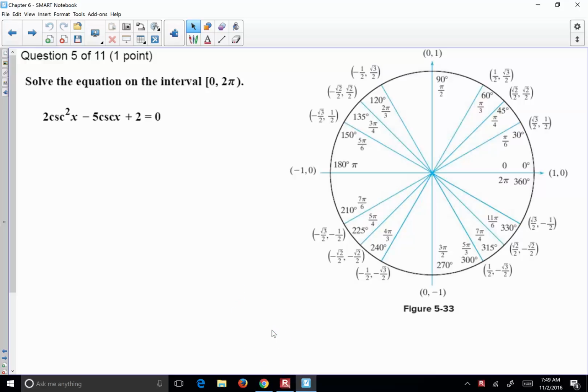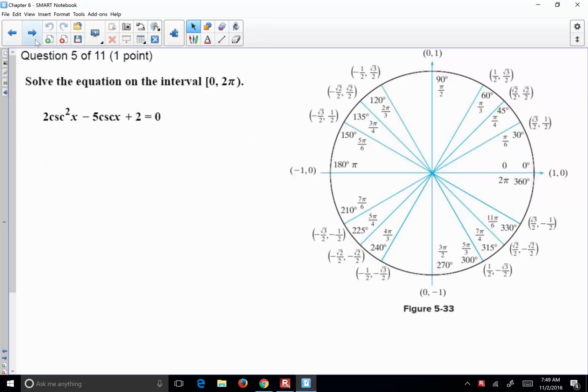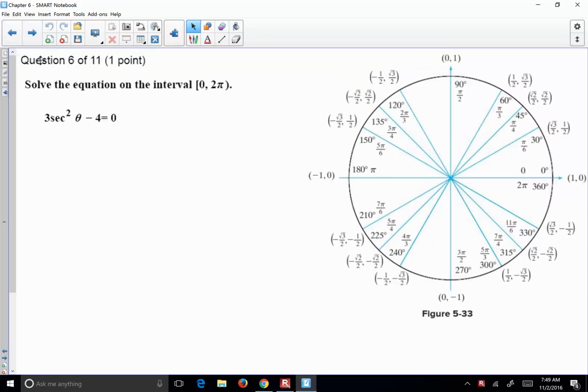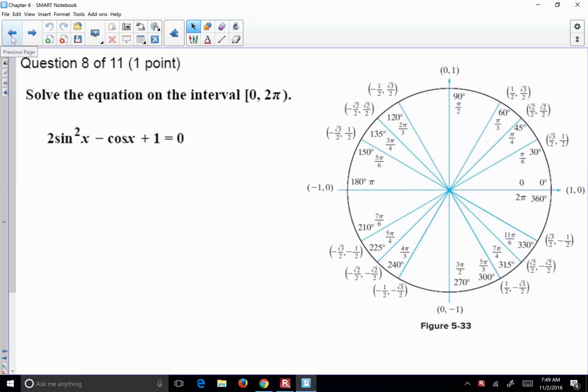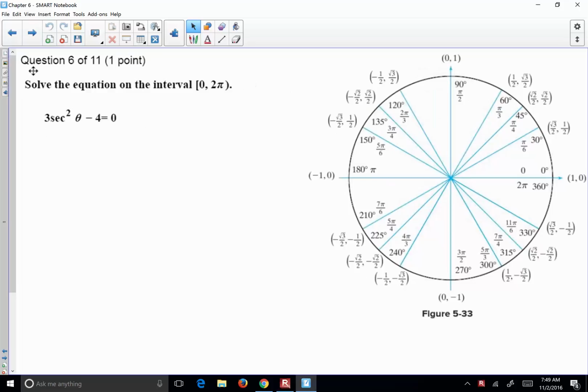Alright, good morning. Today we are hopefully going to finish entire chapter 6 by finishing 6.5, continuing solving trig equations. This was the last question we solved yesterday, right? It was a quadratic equation involving cosecant. We will solve a similar question like that coming up, but we can just continue solving more today.